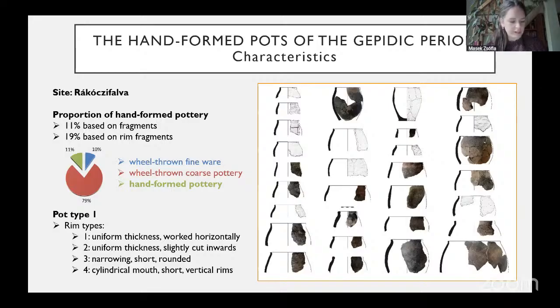The proportion of hand-formed pottery is relatively significant, consisting almost exclusively of pots. Based on fragments, their proportion is 12% in the material. In Sarmatian period research, statistics based on the percentage of rim fragments are sometimes used for verification of technological groups. Using this method, the proportion of hand-formed pottery reaches almost 20%.